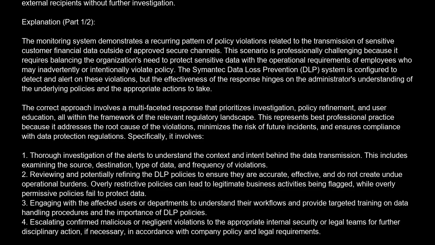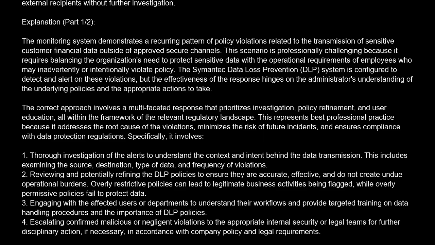The correct answer is D. Immediately configure the DLP system to block all outbound emails containing sensitive customer financial data to external recipients without further investigation. Explanation. The monitoring system demonstrates a recurring pattern of policy violations related to the transmission of sensitive customer financial data outside of approved secure channels. This scenario is professionally challenging because it requires balancing the organization's need to protect sensitive data with the operational requirements of employees who may inadvertently or intentionally violate policy.